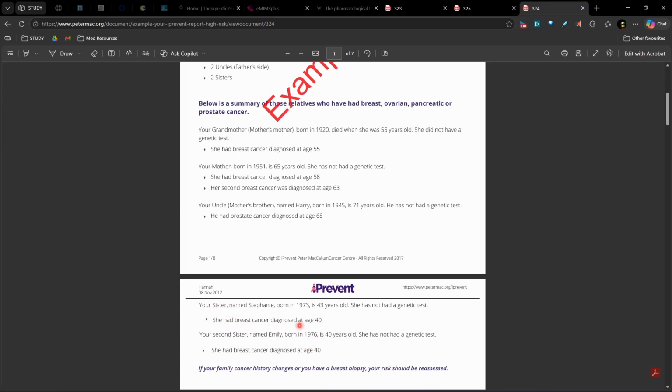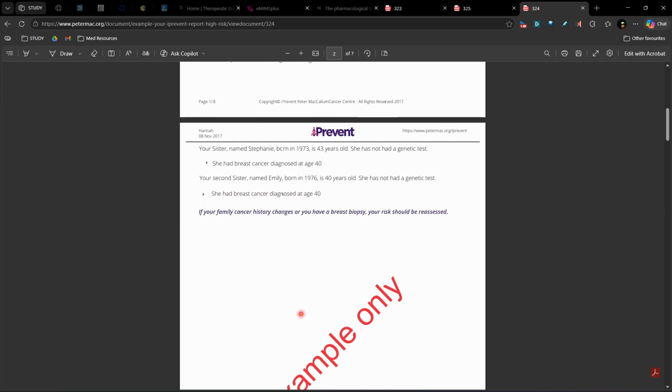So she already qualifies for the high risk category because she has at least 2 first or second degree family members with breast cancer on the same side of the family, which is her mother and her mother's mother. But she also has an additional qualifying factor based on the fact that she has another relative on the same side of the family, which is her sister. Both her sisters actually having breast cancer and quite at a young age of 40.